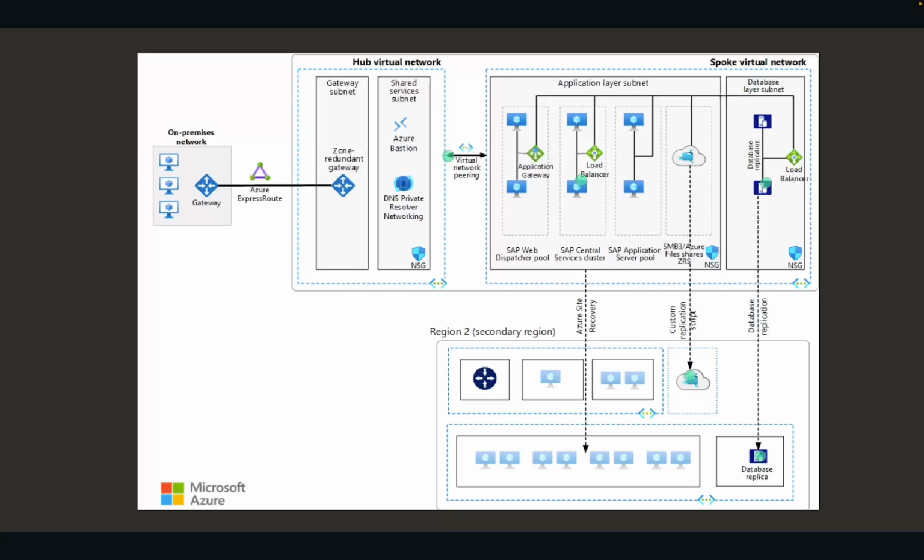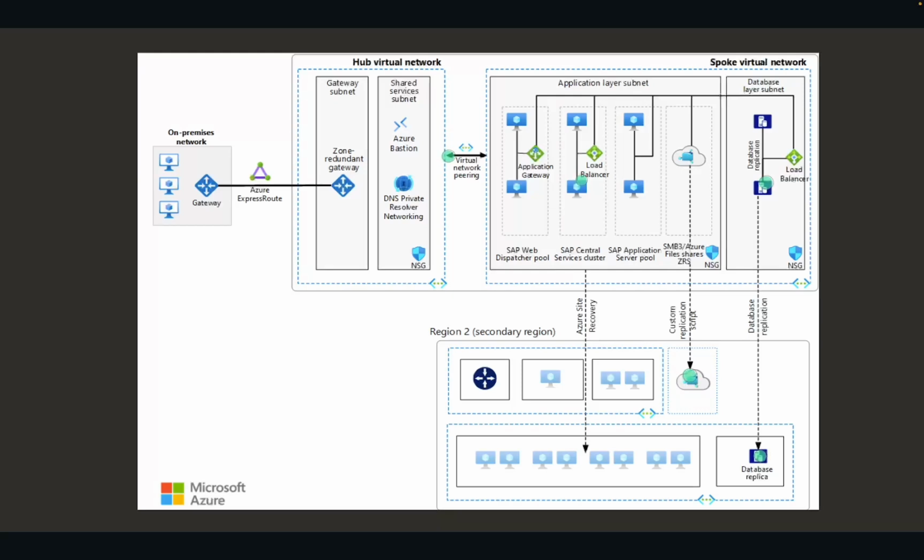Now you can see in the secondary region the VMs are shaded out. The reason is these VMs are not active. They will only become active when there is a disaster and you switch over from your primary region to the secondary region. However, the SMB file share is active and the database is active. Now you might ask, why is the database active? The databases cannot be replicated with Site Recovery. You need to always have the database up even in the secondary region.